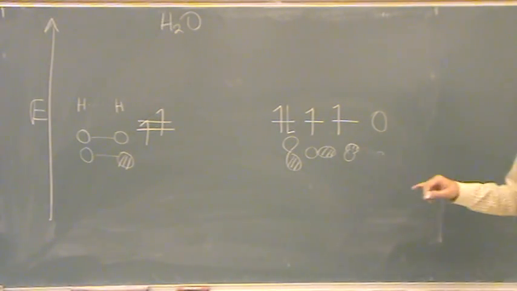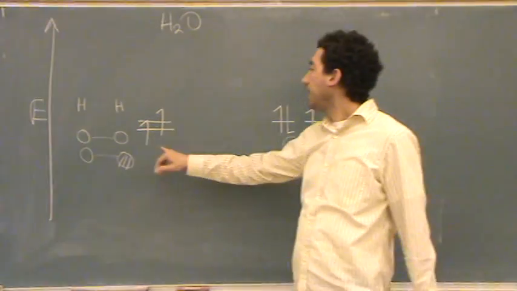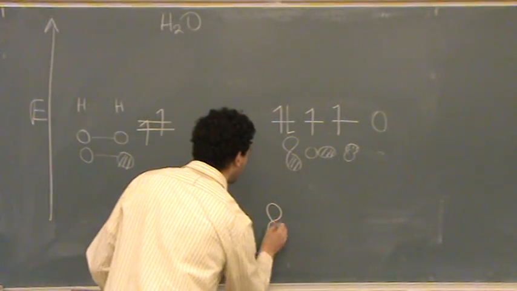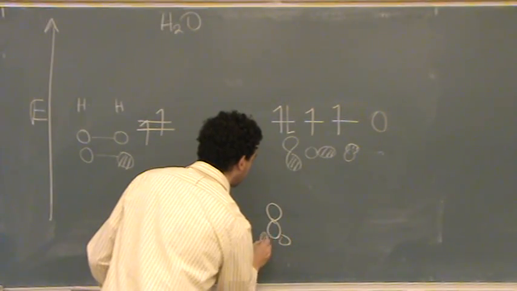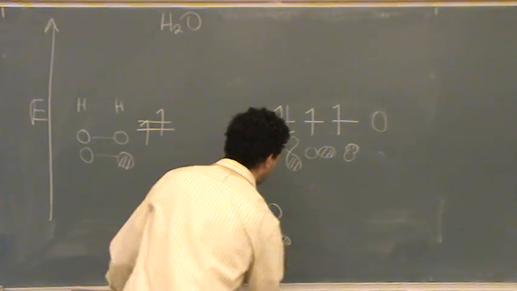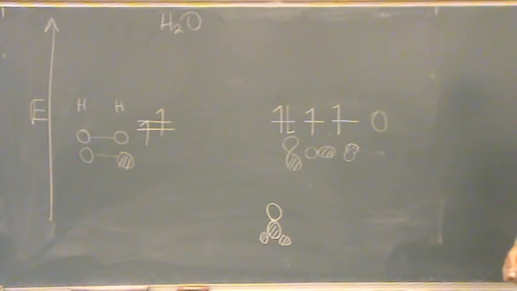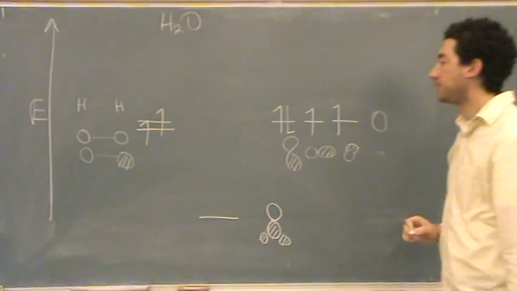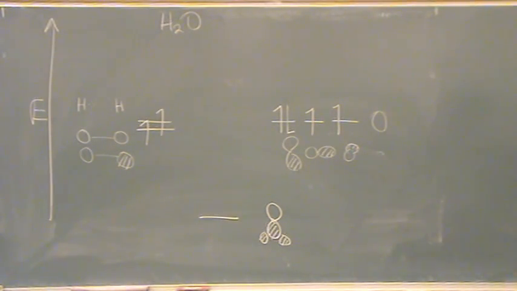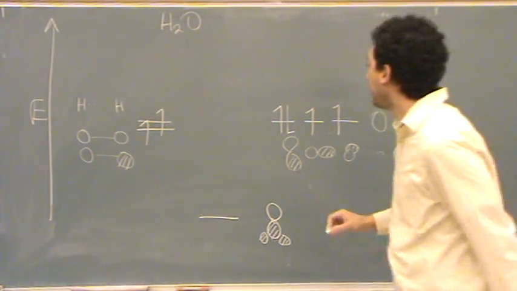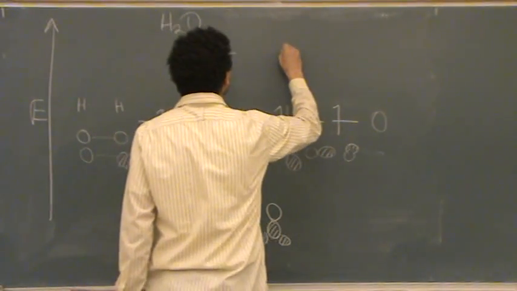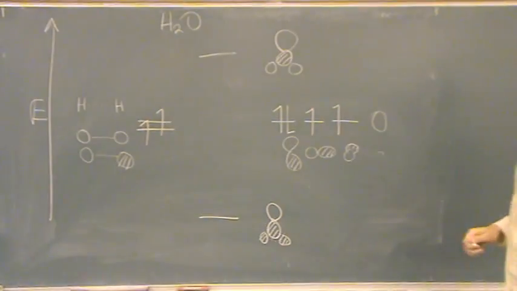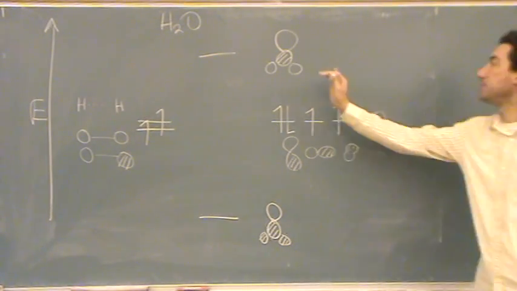Okay, well, if we take this and two in the same phase at a bent sort of angle as such, and let's just make everything shaded, then that would be totally bonding, full overlap. No nodes right there. Low energy. Okay? The opposite would be up here, where in this case you'd have two nodes, here and here.